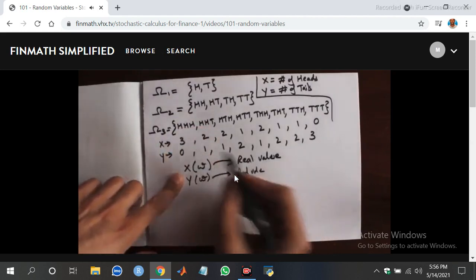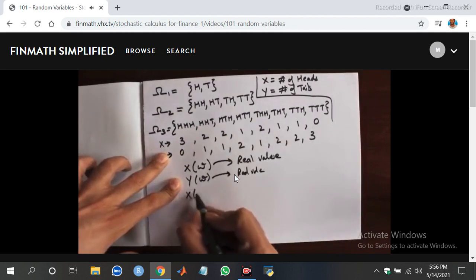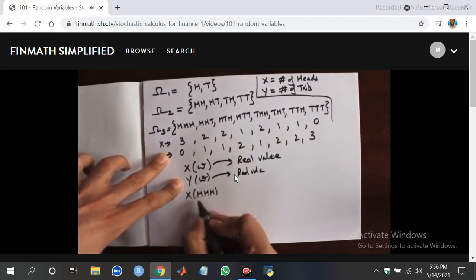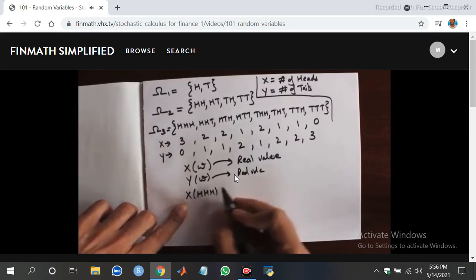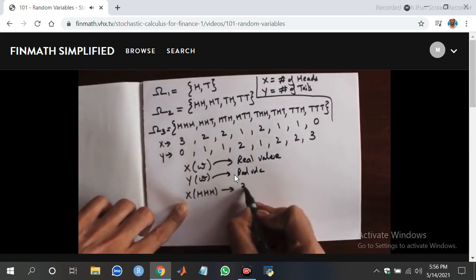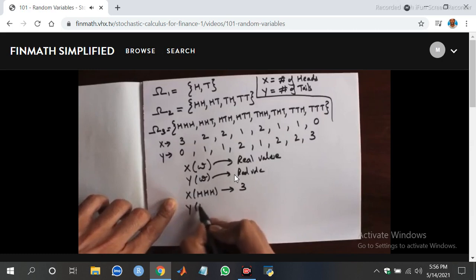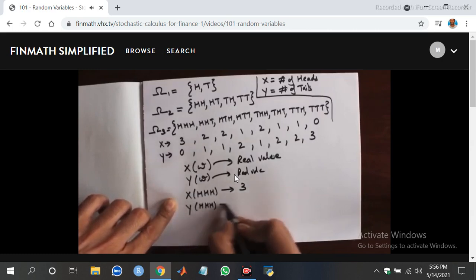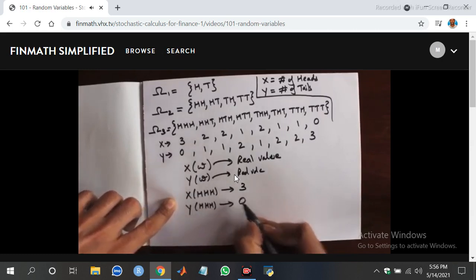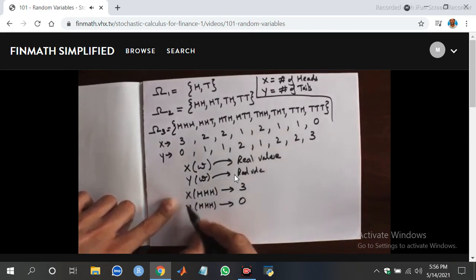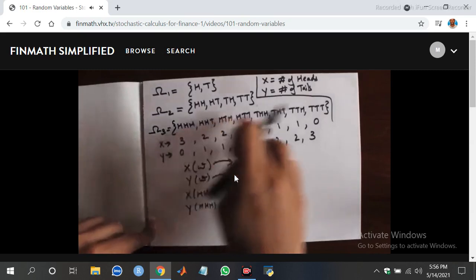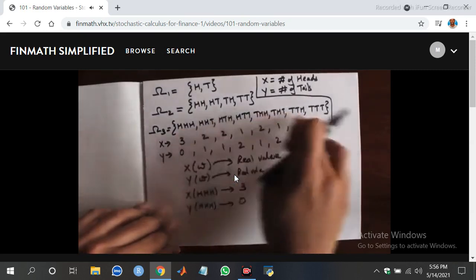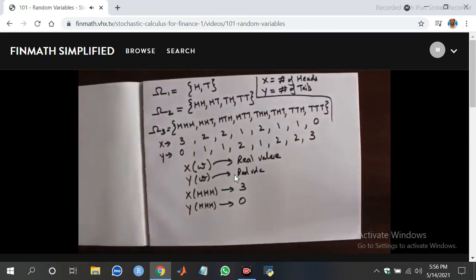So in our example here, x of hhh, so the outcome is hhh, this function, which is a random variable, would assign it a value of 3, whereas y would take the same particular outcome but would assign it a different value of 0. So you can think of them as real valued functions that operate on our sample space and assign different values. Great.